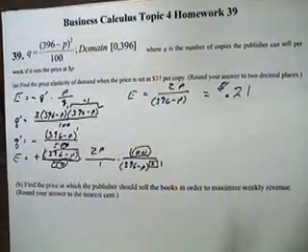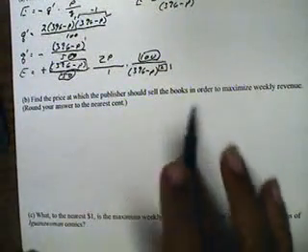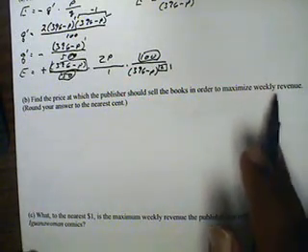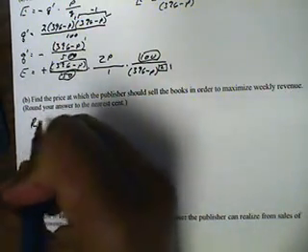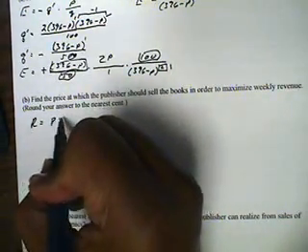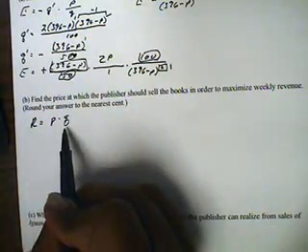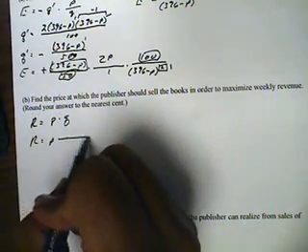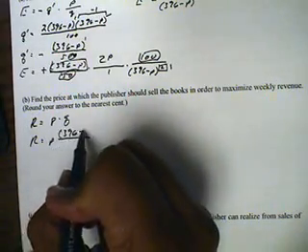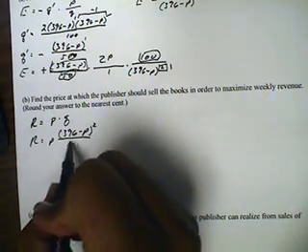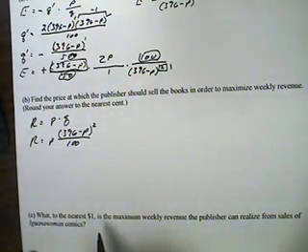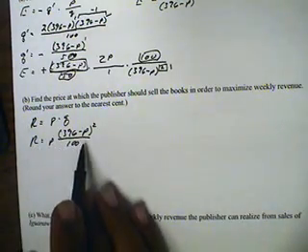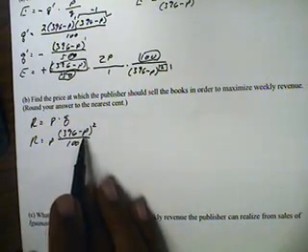Now next, we're trying to find the price at which the publishers sell the book in order to maximize revenue. Well, to maximize revenue, we need the revenue function. The revenue function is found by taking price and multiplying it times the demand function. Our demand function is 396 minus P all squared divided by 100. Okay, so we want to take the derivative of this function right here and then set it equal to 0, and so you can solve for the price.